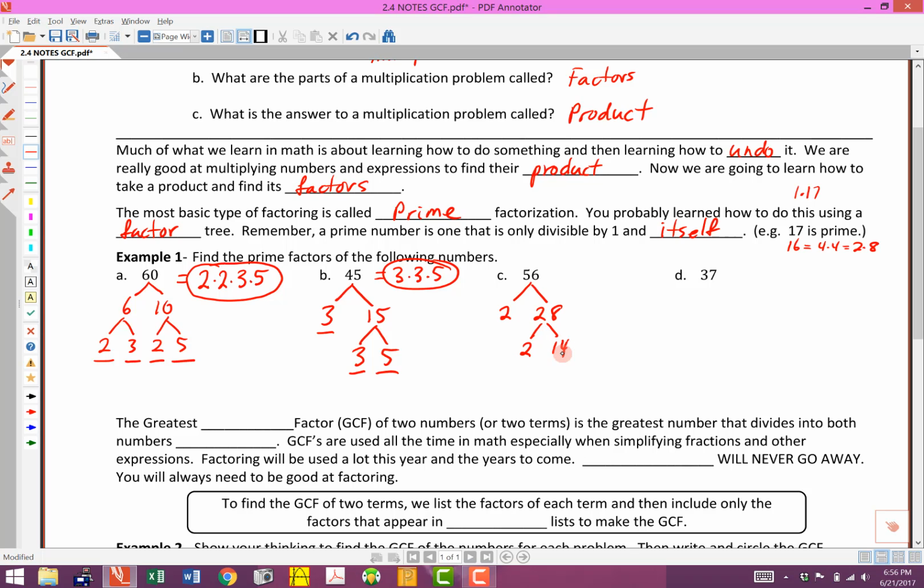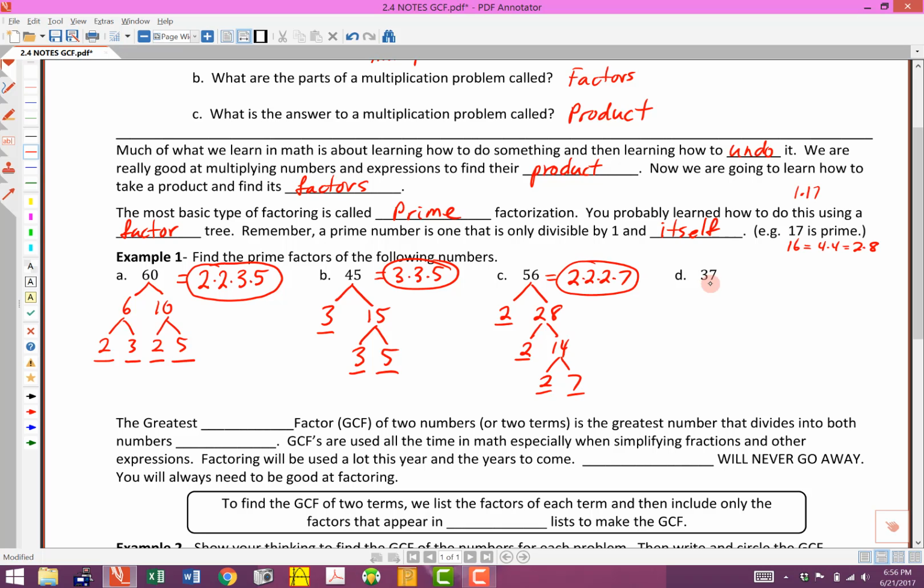And then I know this is still even, so 2 goes in there. It goes in 14 times actually. That's even, so I know 2 goes in there, and it goes in 7 times. So we've actually got 2 times 2 times 2 times 7. And again, each one of those branches stops when we get to a prime number.